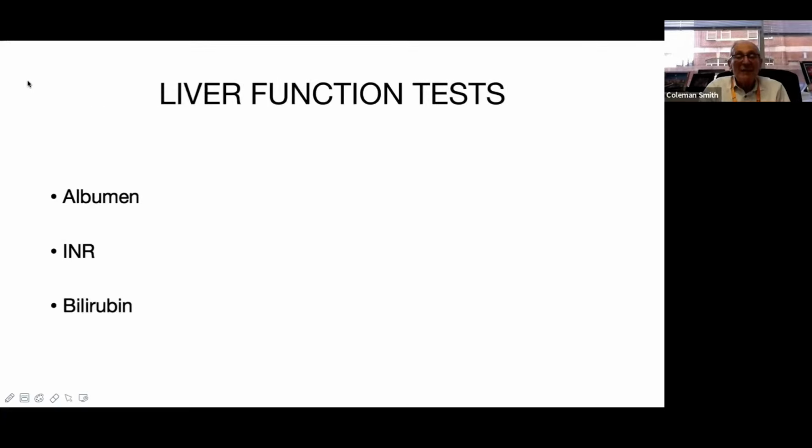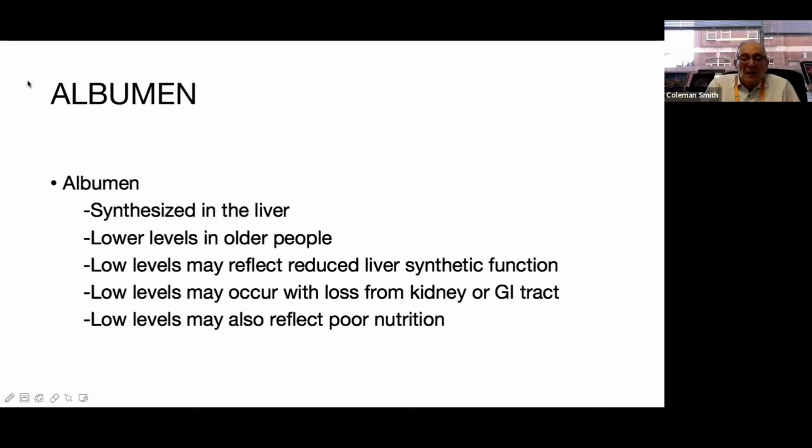Okay, so that's the liver enzyme. Let's talk about the real liver function tests. There are three that we use commonly: albumin, INR, and bilirubin. Albumin is synthesized in the liver. As you get older, the levels fall.